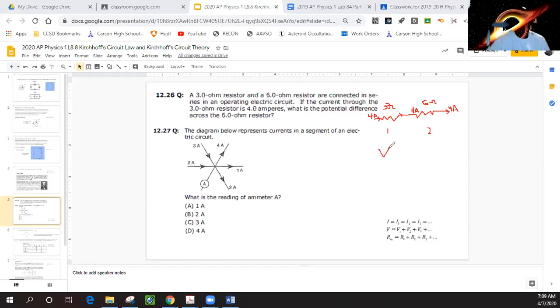So we can use Ohm's law here. V equals IR, like so. And we're asked to find the voltage. So the current going through is 4 amps here, and the resistance is 6 ohms. So the total voltage is going to be 24 volts. Take a look at that, and you guys try 12.27 while I take a pause here.